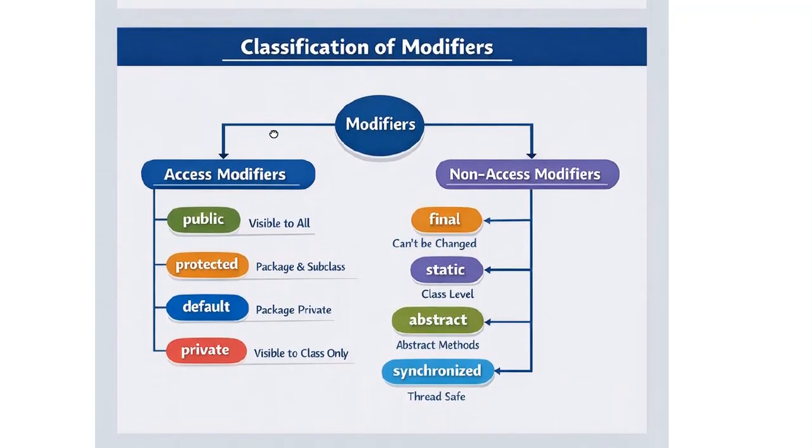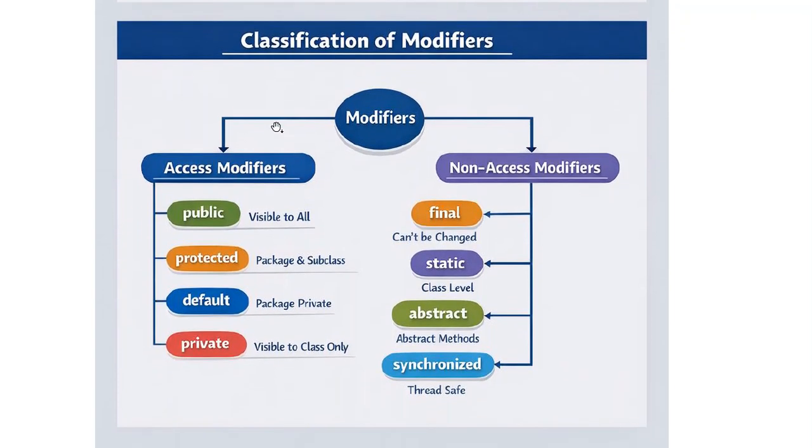First, we'll discuss the classification of modifiers. Modifiers are classified into two types, namely access modifiers and non-access modifiers. Four access modifiers are available in Java programming: public, protected, default, and private. In C++, there are only three access modifiers, but in Java we have the default access modifier. Non-access modifiers: final, static, abstract, synchronized.